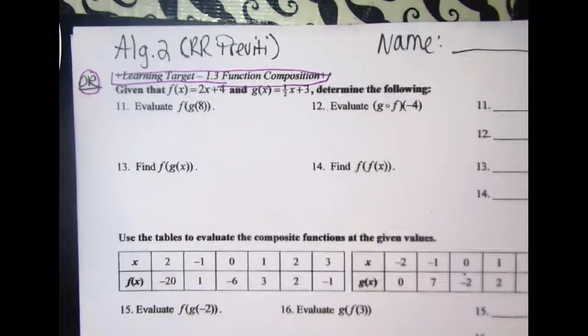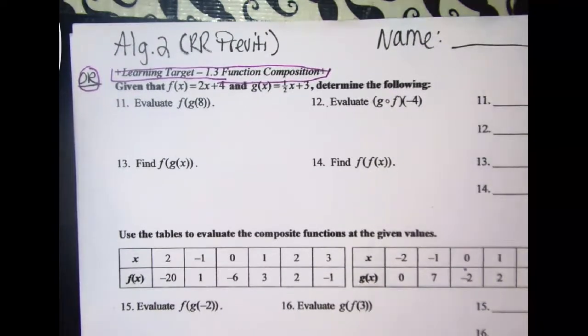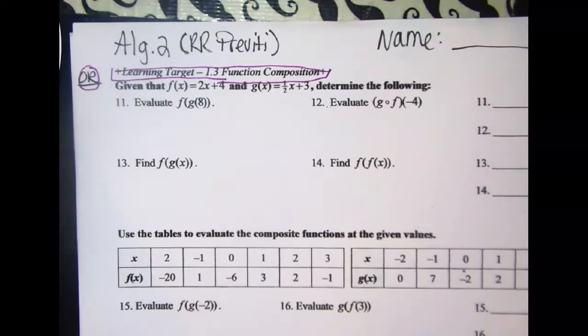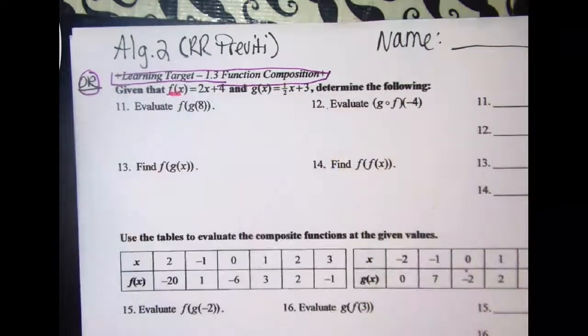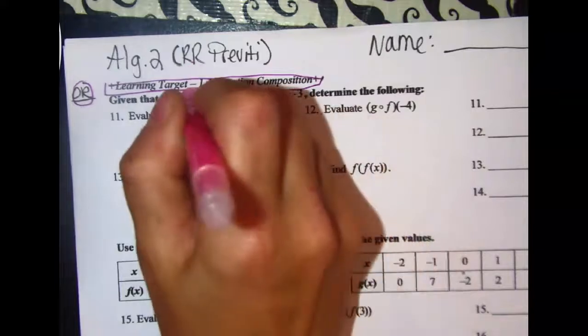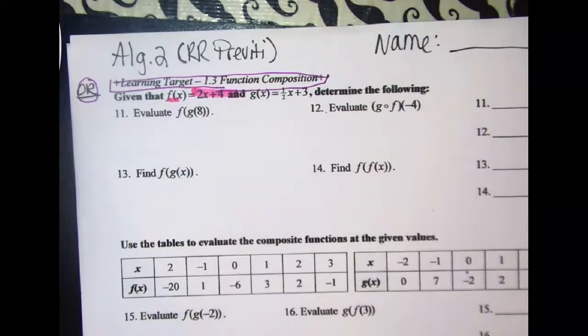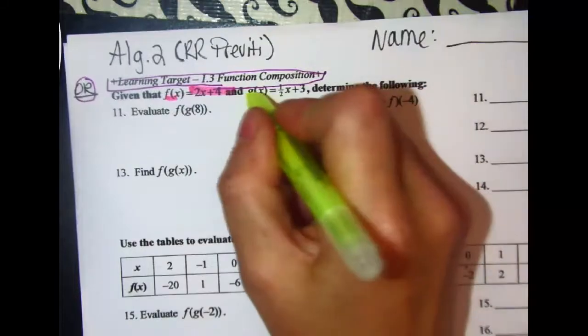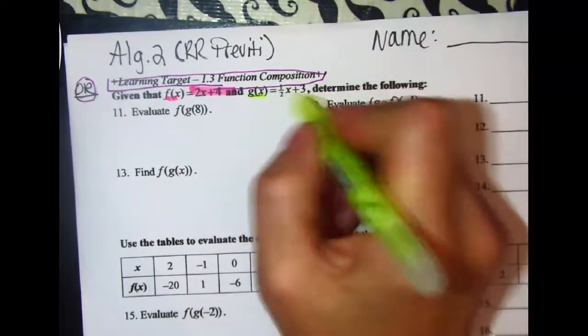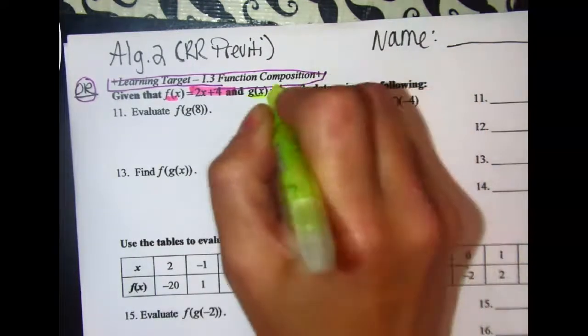Before we even go through, I do want to make sure we know what functions we're working with. If you notice up here, our f function is 2x plus 4. Our g function is 1/2 x plus 3.